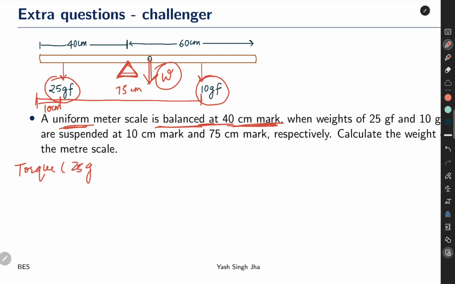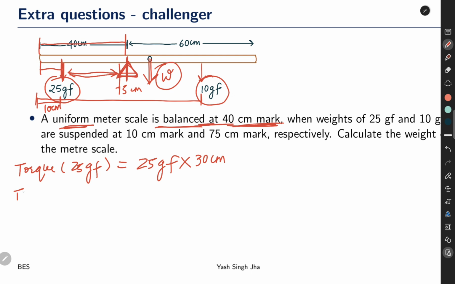Let's write the torque due to the 25 gf force: force 25 gf into distance. What is the distance? The distance between the force and the axis of rotation turns out to be 30 centimeters. 40 from here to here, 10 from here to here, so 40 minus 10, 30.